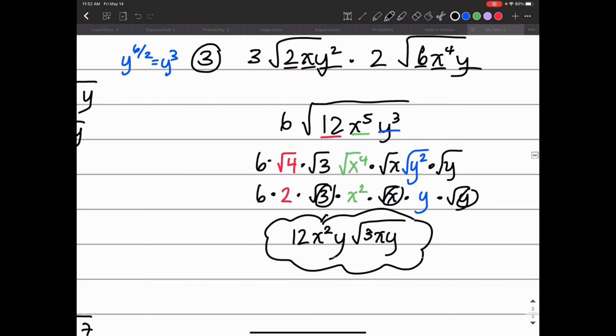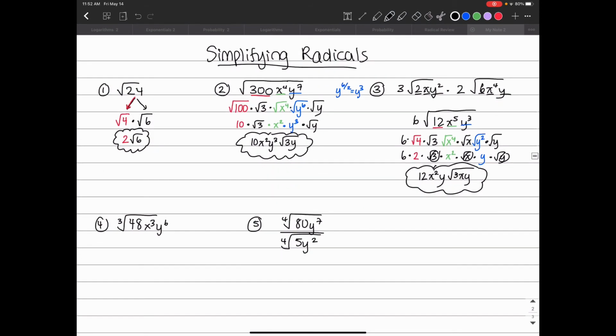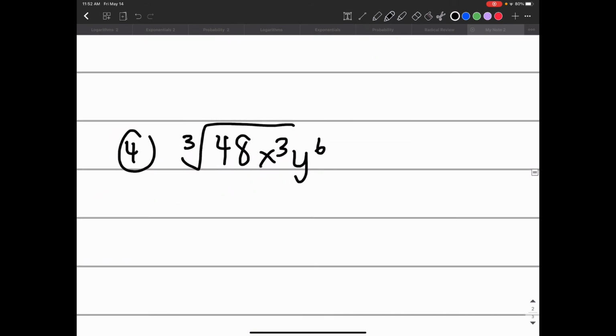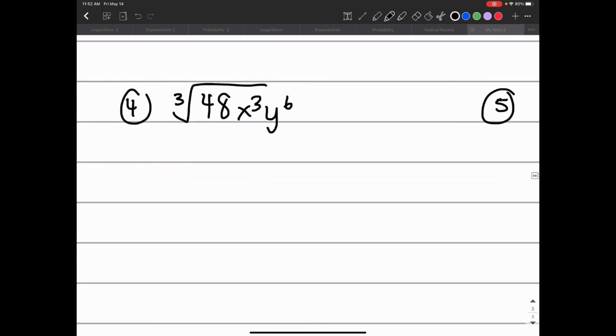Sometimes I'm going to have things that are not square roots, so maybe I'll have the cube root. If I have the cube root of 48x cubed y to the 6th power, I'm taking out not groups of 2, which is what I was doing in the last problem. I was looking for perfect squares, something being squared. Here I'm taking out groups of 3, so I want perfect cubes.